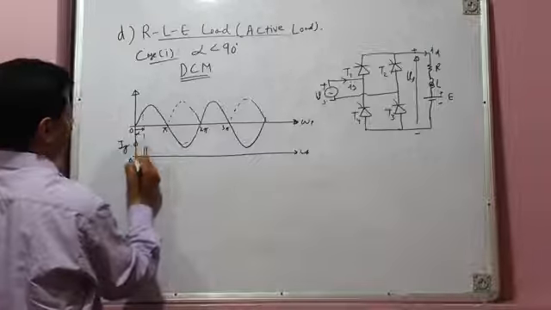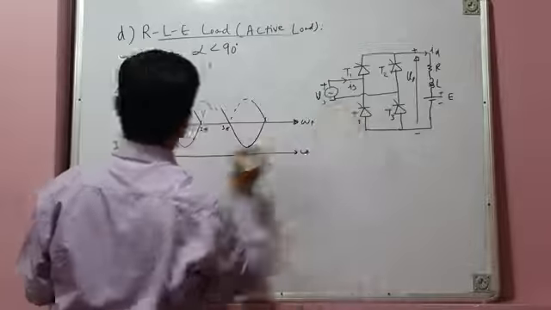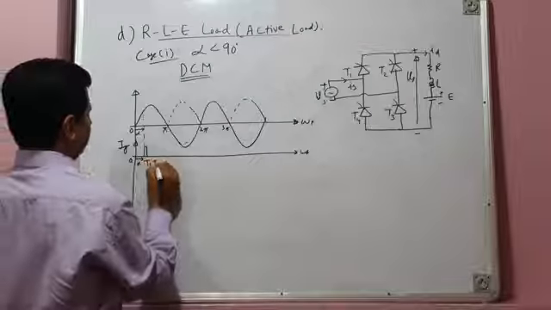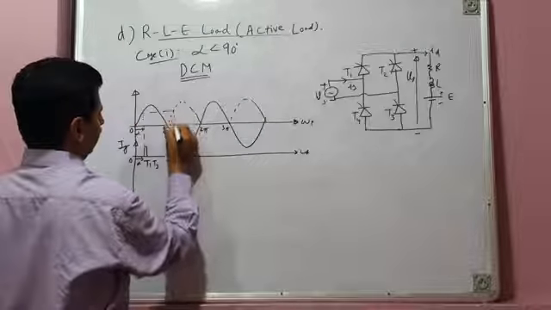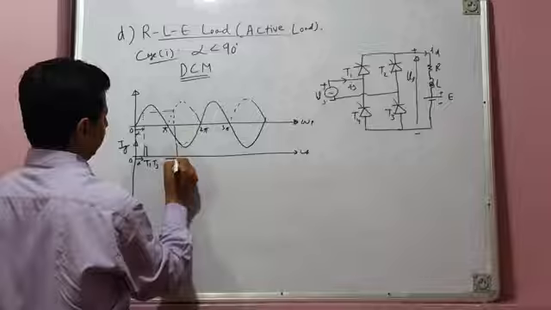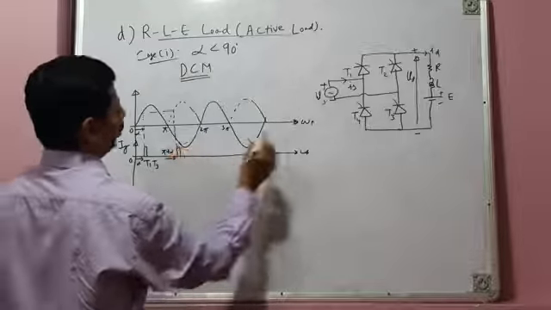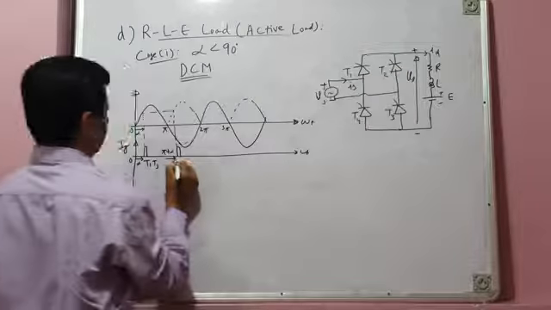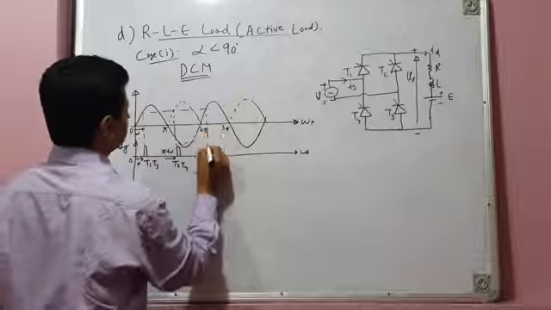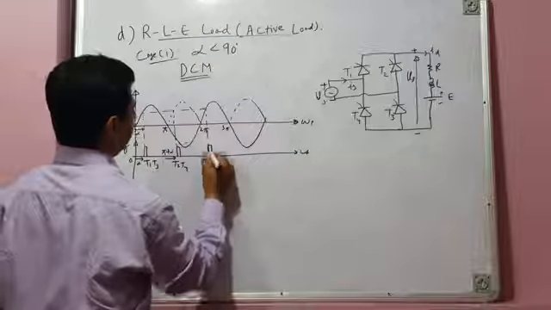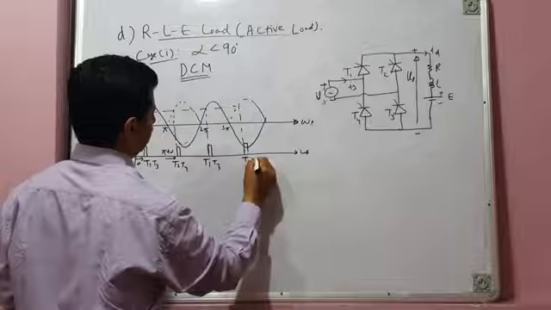Here, firing pulse after a delay of alpha is issued during the positive half cycle to the T1, T3 pair of devices. The next firing instant takes place in the negative half cycle, at pi plus alpha. Firing pulse has to be issued to the other pair of devices, T2, T4. In the next positive half cycle, again firing pulse is issued to the T1, T3 pair, and in the next negative half cycle, firing pulse is again issued to the other pair, T2, T4, and so on.